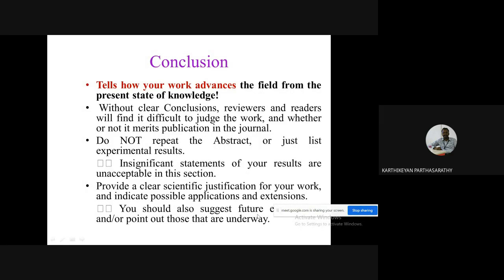Do not just list the experimental results. Very, very important, my dear friends: the conclusion part is different from the results and discussion. I am working as a reviewer for many journals, even Sage, Emerald, and elsewhere. Most researchers again repeat the same content that is available in the results and discussion part. It should be avoided. Provide a clear scientific justification for your work and indicate possible applications and extensions. You should also suggest future experiments, scope for future research, and point out those that are underway.